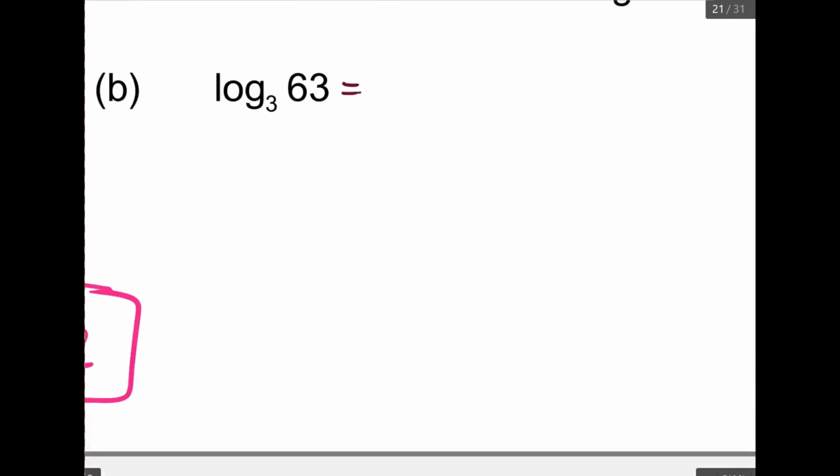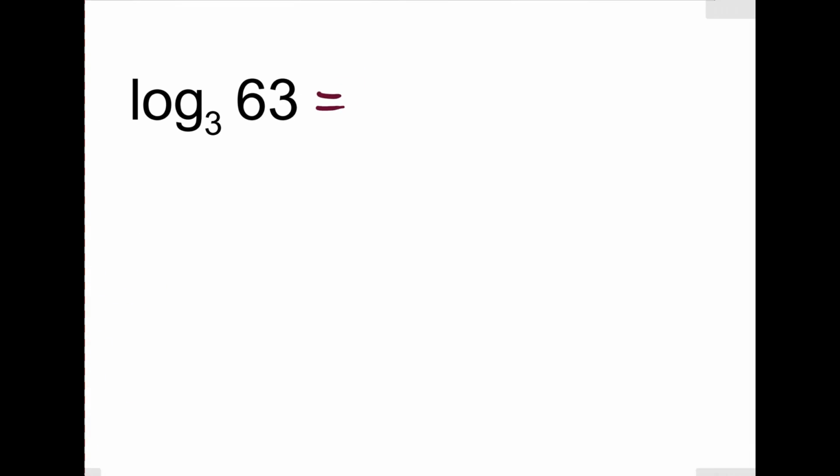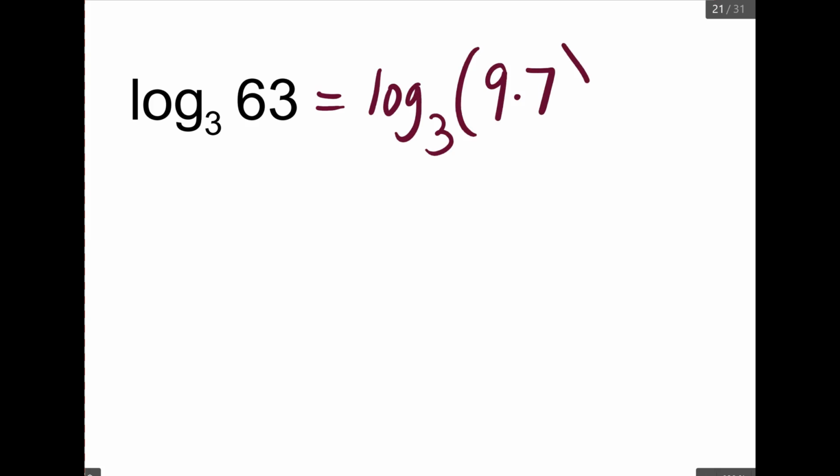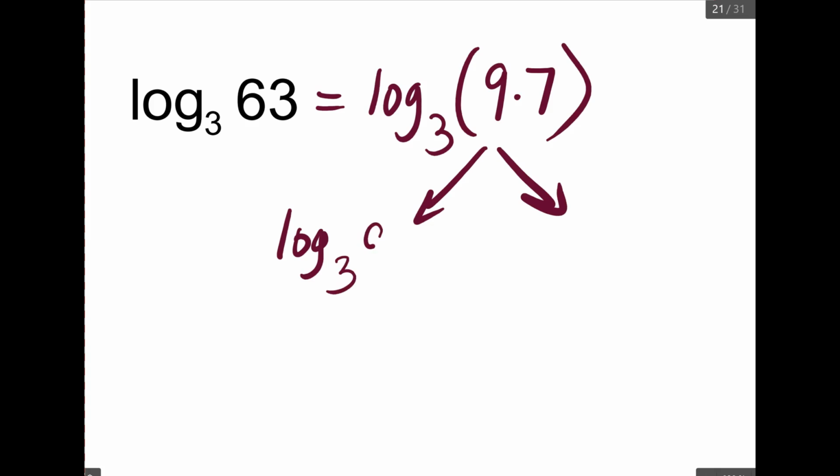Alright, so on the right side, log base 3 of 63. So I could rewrite this as log base 3 of 9 times 7. And since I have a product, I can separate the 9 and 7 out. What I mean by that is I can take log of each of them separately and add the logs together. Do we know what log base 3 of 9 is? It's 2.